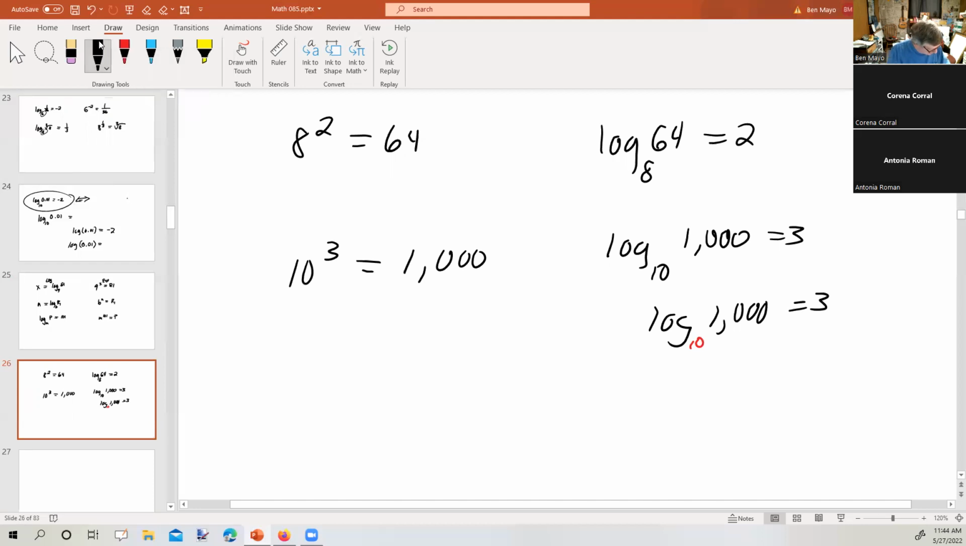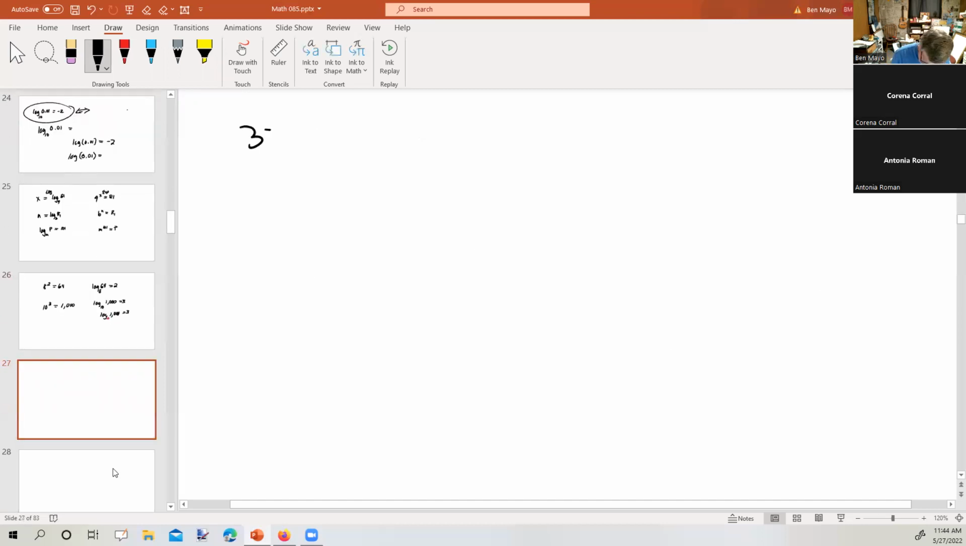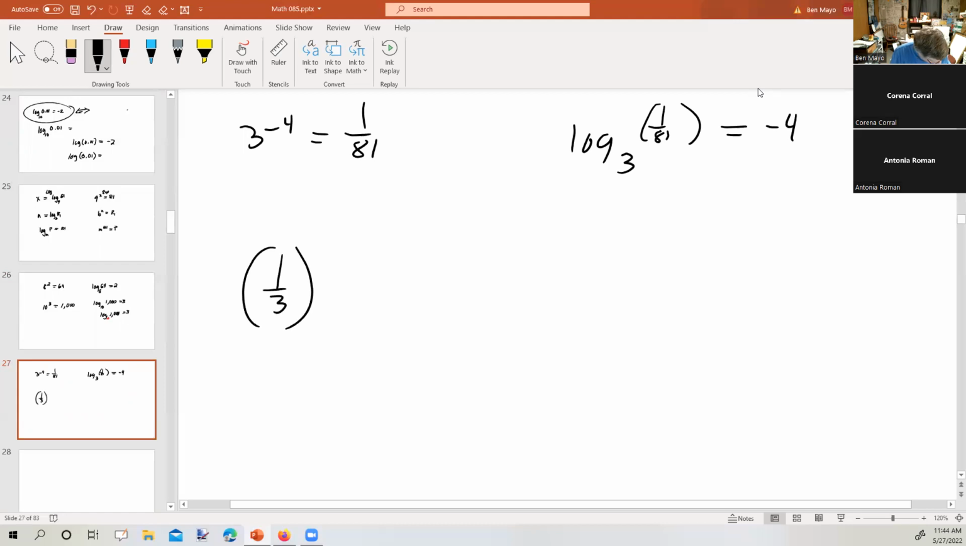Doing all right with these examples? Yes. All right, here's some more. 3 to the -4 power equals 1 over 81. That would be log base 3 of 1 over 81 equals -4. One third to the -3 power equals 27. Log base 1/3 of 27 equals -3.